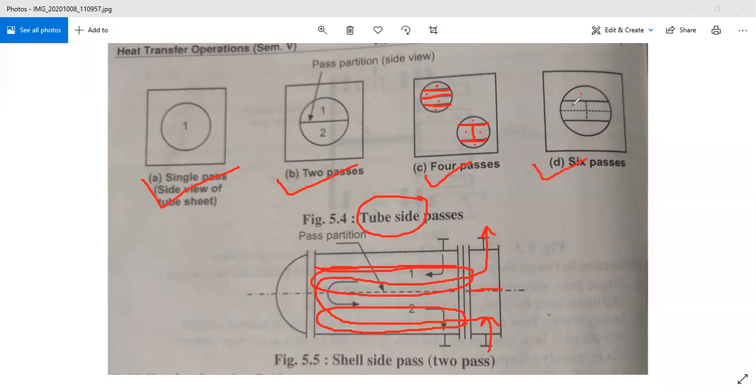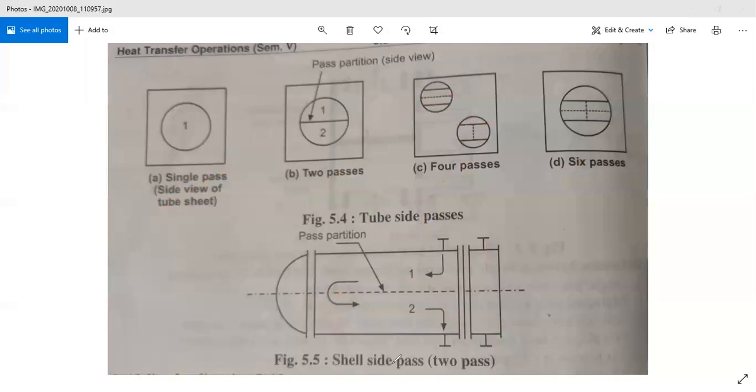So this is first, second, third, fourth, fifth, and sixth. So 6 times these tube side fluids are going to pass along the length of heat exchanger, and that is why it is called a 6 pass tube side fluid arrangement in shell and tube heat exchanger. In a similar way, you can arrange it on the shell side also.